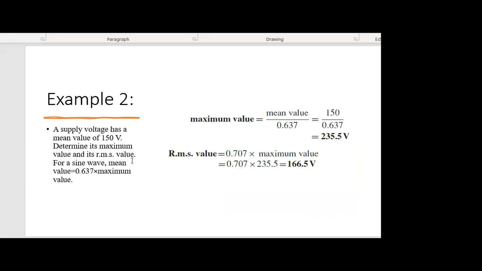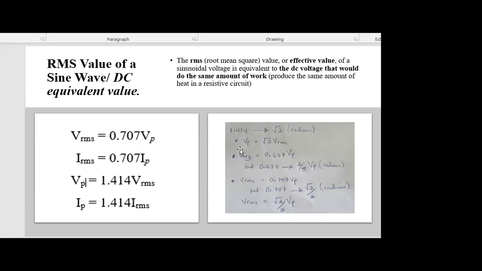Then the root mean value, we can go back here. In the question, they didn't specify whether it's V root mean or I root mean, but getting the answers, it's all the same. We have the same constant. So we just use it and get the answer.